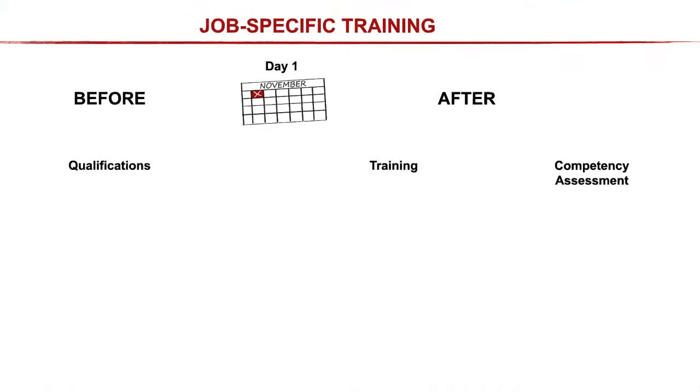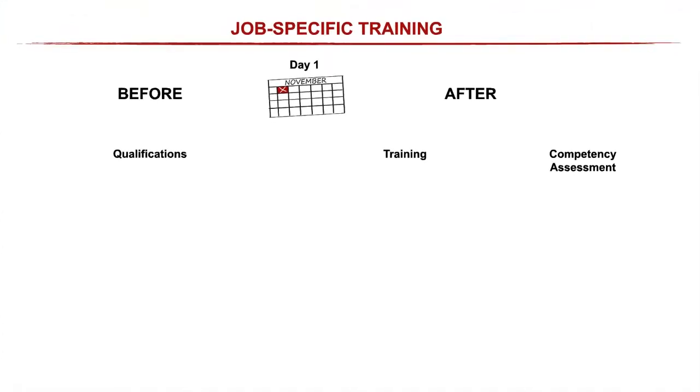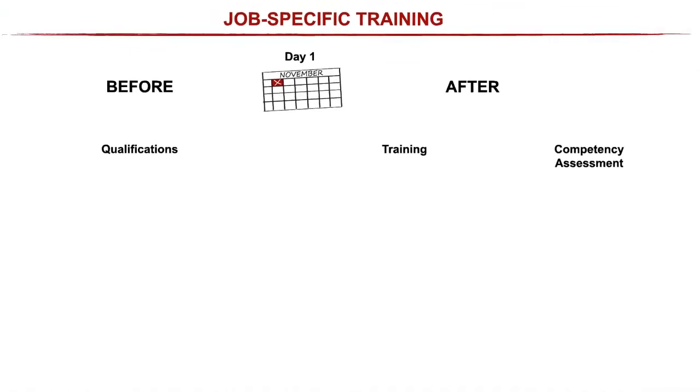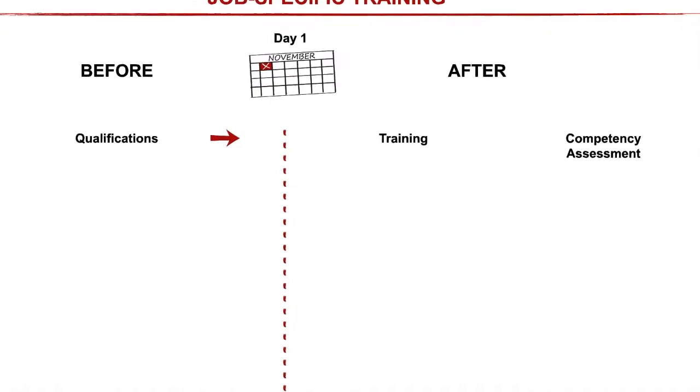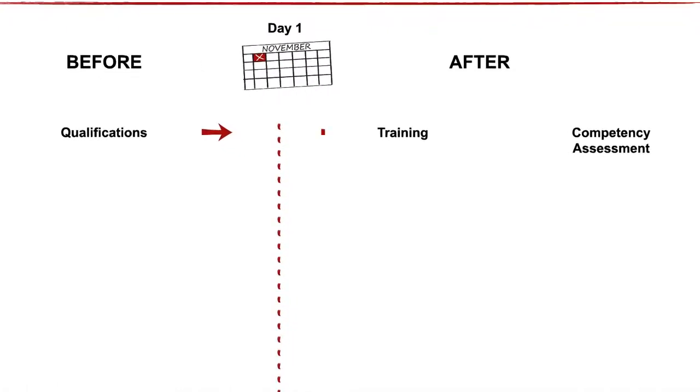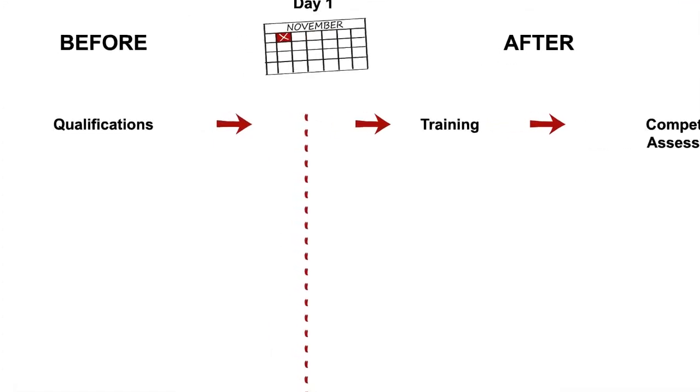But Element D is also concerned with what happens before day 1, and of course, what happens after day 1. This is where job qualifications, training, and competency assessment come in. And here, things can get a bit confusing, but let's keep it simple. Qualifications are what a worker needs even before you hire them to do the job. Training is the instruction you will provide the worker to make sure they can do the job once you have hired them. Competency assessment is how you will ensure that worker is doing their job to the standard required, typically after they have been trained to do it.